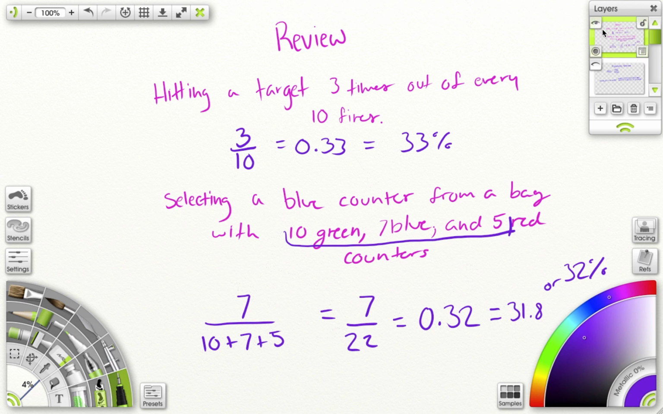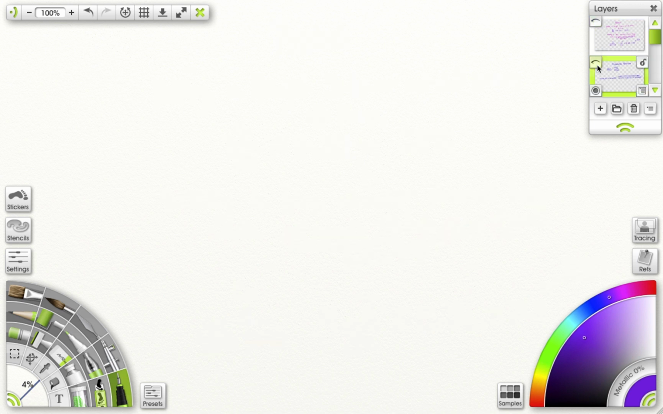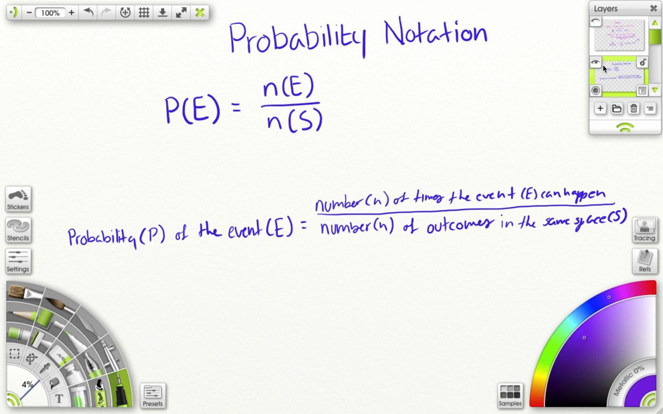Okay. So today, like I said, we're using formulas. This is actually very similar to what we were doing the last couple lessons. So here's the formula that you use for probability notation. P(E) equals n(E) over n(S). This looks more complicated than it actually is. In reality, what it stands for is the probability P of an event, E, equals the number of times that event can happen over the number of outcomes in the sample space.